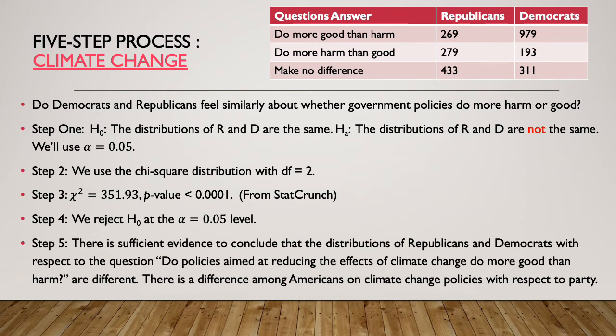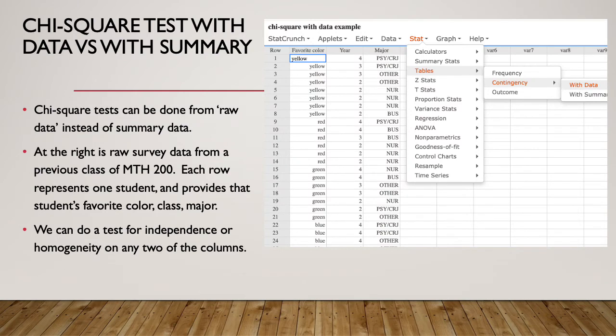Okay, so that's a test for homogeneity. Again, it looks a lot like a test for independence. Mathematically, and what you do in StatCrunch is going to be exactly the same. You will state the hypotheses differently and the conclusions differently as well. All right, now one additional topic here.